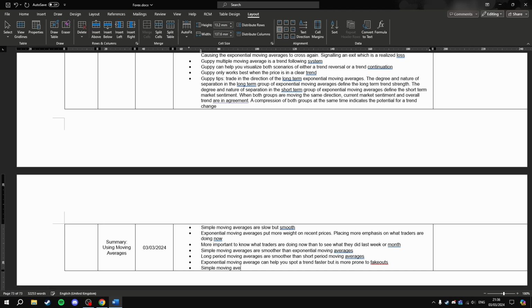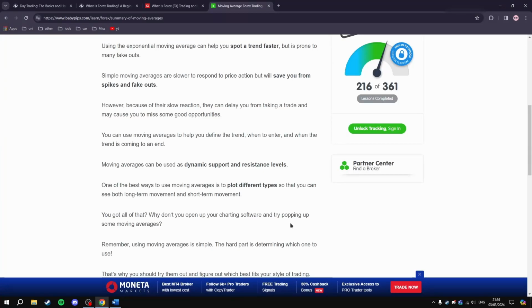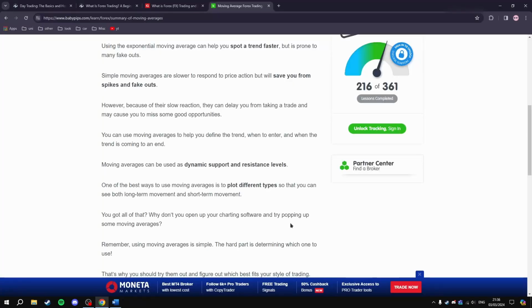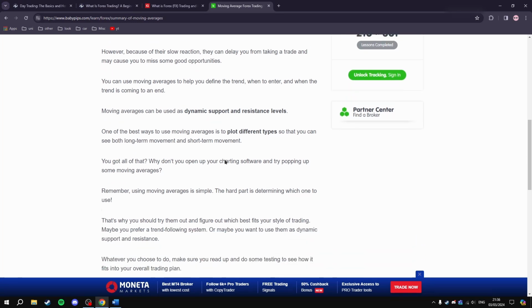Simple moving averages are slower to respond to price action, but will save you from spikes and fake outs. However, because of their slow reaction, they can delay you from taking a trade and may cause you to miss some good opportunities.